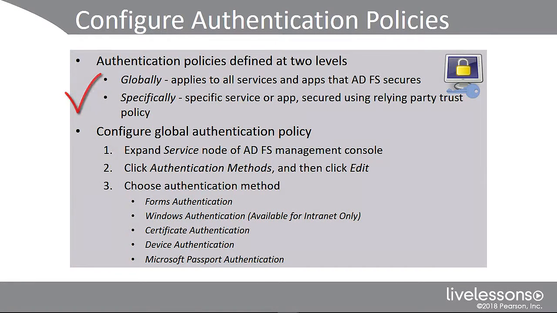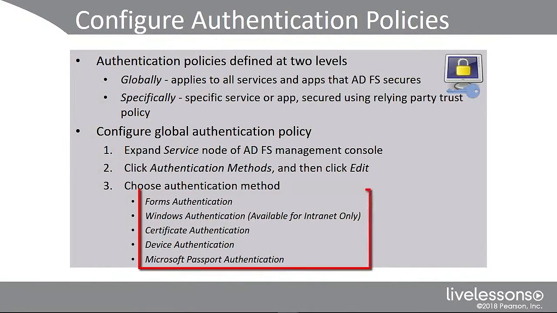To configure global authentication policy, back in the ADFS Management Console, we'll click on Authentication Methods, and then we'll click Edit, and then we'll choose the type of authentication method that we want to use. We have Forms Authentication, Windows Authentication for your intranet only, Certificate Authentication, Device Authentication, and then of course Microsoft Passport Authentication. So those are the options that we'll see there.